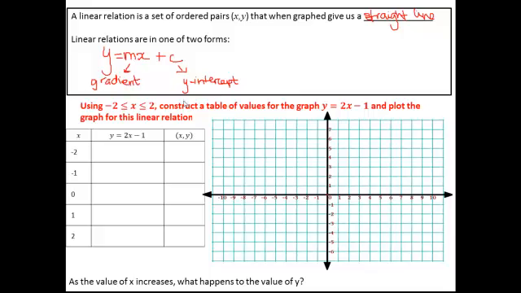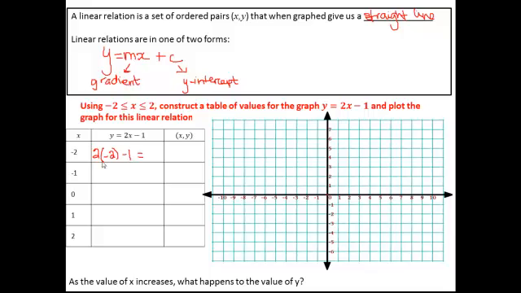Let's take a look at how we graph a line if we're given its equation, using what's called a table of values. I've set up a table here, and this question says we're going to use the values of x from negative 2 to 2 to plot the graph y is equal to 2x minus 1. We take our x values and substitute them into the equation of our line. For the first one, I need to substitute minus 2 into that equation. So y is going to be 2 times minus 2, and then take away 1. That's going to give me my value of y.